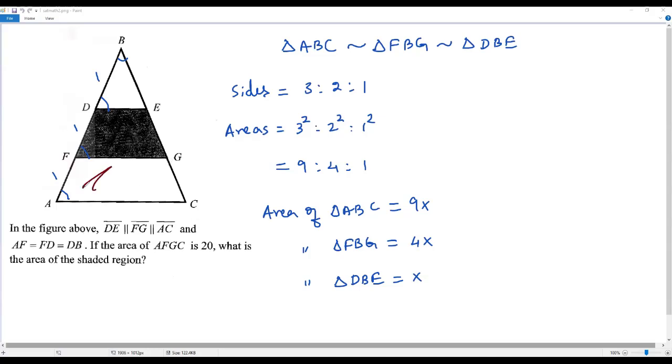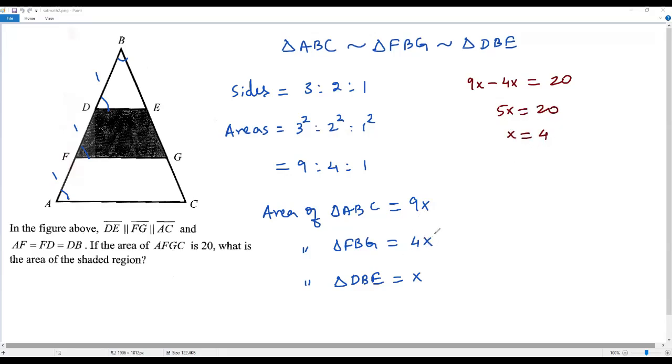Now to get the area of this trapezoid AFGC, I have to subtract the area of this triangle FBG from the original triangle ABC. We know that the area of triangle FBG is 4x. It has to be subtracted from the original triangle ABC. When I do so, I'm getting 9x minus 4x. This expression gives the area of this trapezoid AFGC. That is already given in the question, that is 20. So it must be equal to 20. 9x minus 4x is 5x. 5x equals 20. If I divide both sides by 5, I am getting x equals 4.